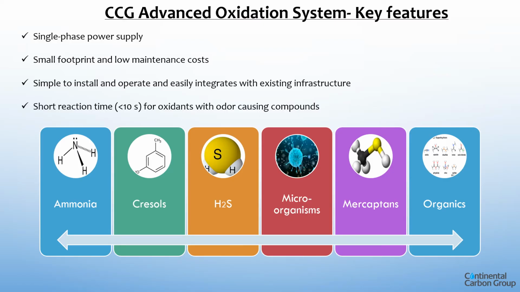Some of the benefits of this advanced oxidation system include, one and most important, which will decrease your O&M cost significantly, single-phase power, small footprint, and more importantly, the typical reaction time to break down the contaminant is less than 10 seconds. It can treat a wide range of compounds, including ammonia, H2S, mercaptans, organics, as well as some types of microorganisms.